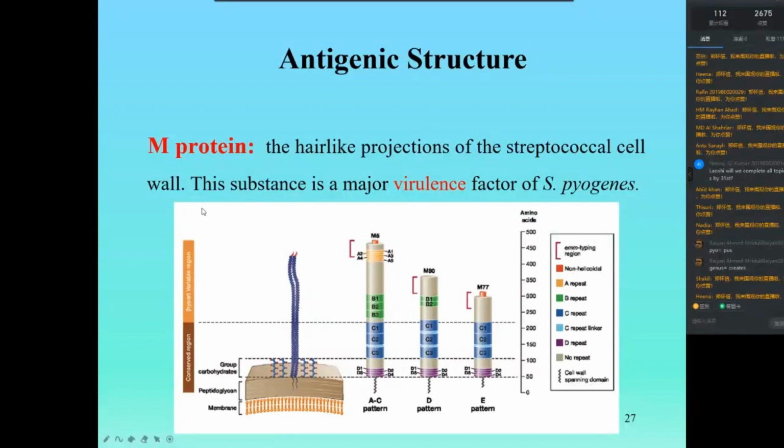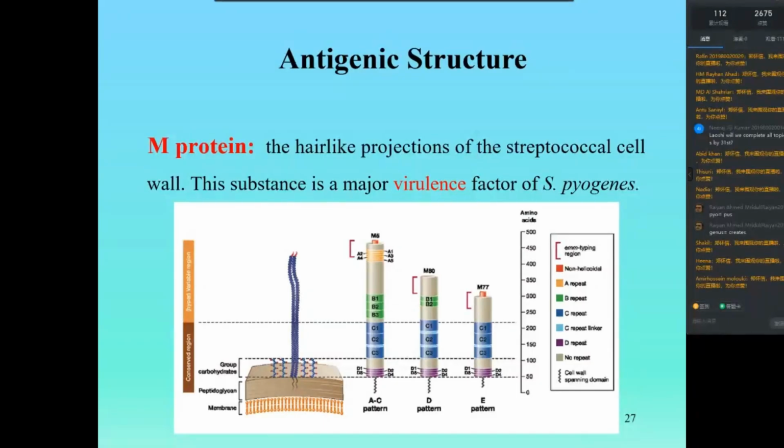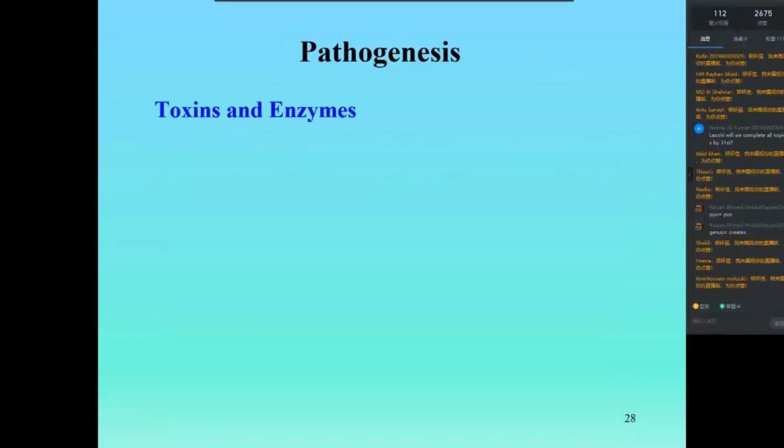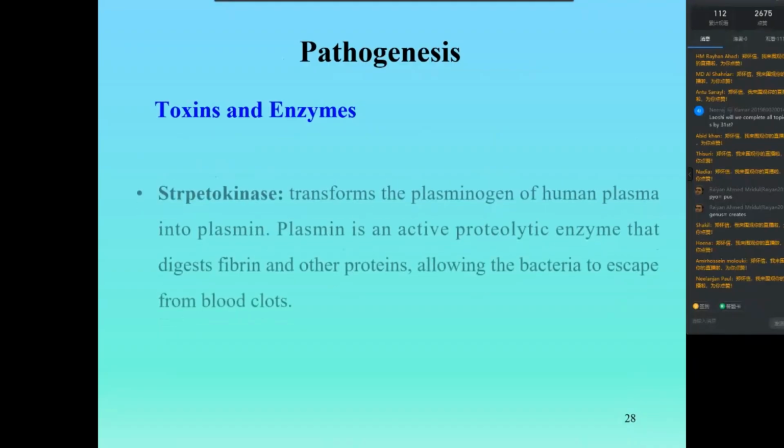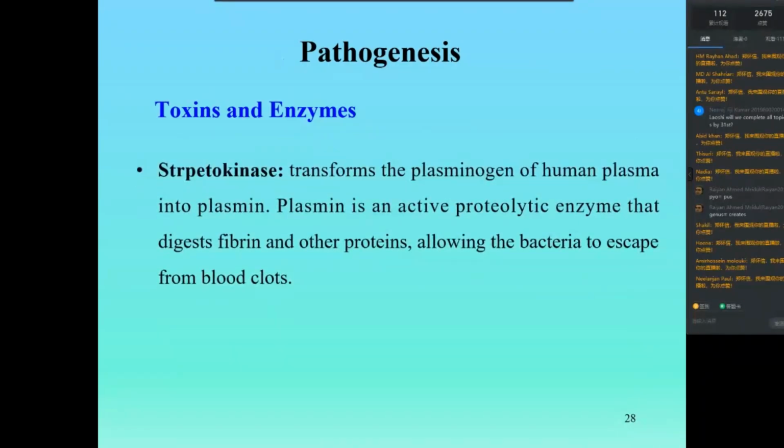And other toxins and enzymes, they can produce hyaluronidase. So that's the enzyme we introduced just now. Hyaluronidase can split or catalyze the hyaluronic acid. This is the important component in our connective tissue, and if they can hydrolyze the hyaluronic acid, they can help the bacteria to spread.